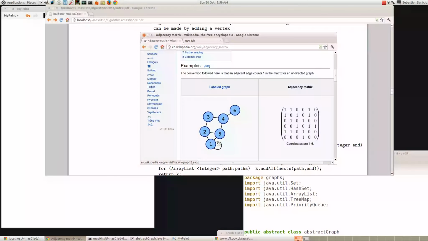So the algorithm's slightly more complicated than that, because we need to avoid loops, avoid going to the same place twice, because the shortest path would never have the same node occurring twice in it, because we could just throw away the bit where it looped back round again.